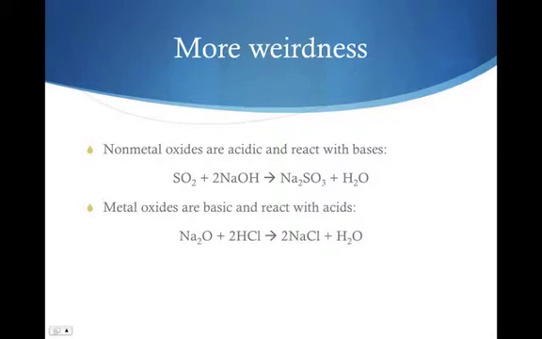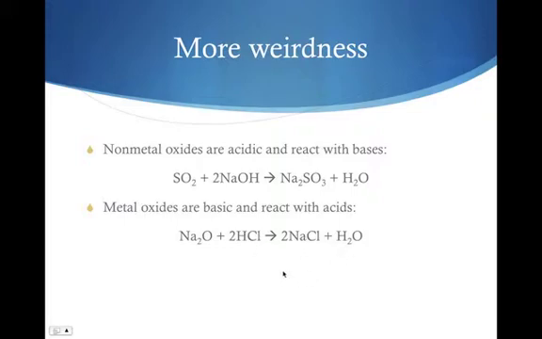Then you have, what if you don't have a typical acid or a typical base? Well, if you have a non-metal oxide, these guys behave acidically, I guess. They behave like acids. And so if you react them with a base, you're still going to get a salt plus water. Same thing down here. Metal oxides behave like bases do. And so if you react them with an acid, you're going to get a salt plus water.